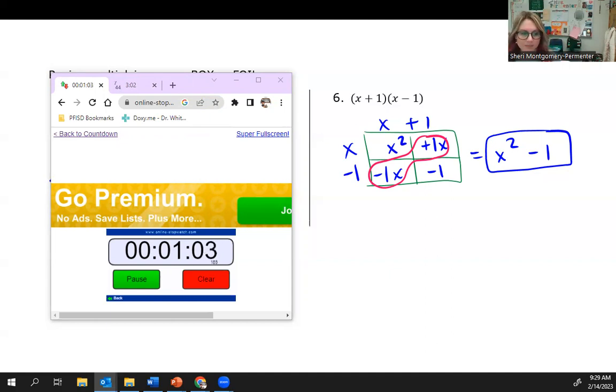For the X term, you have none of them. You don't have any.